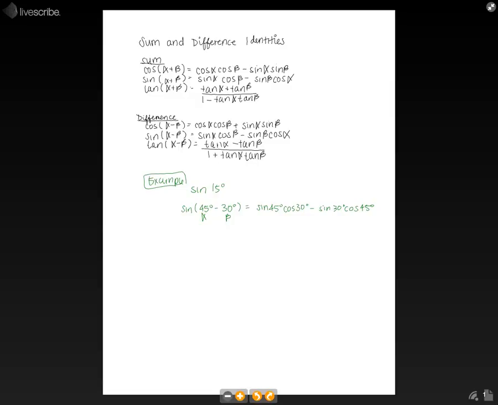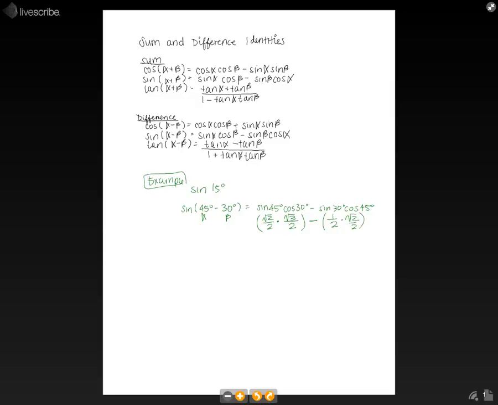So now we just find the exact values for each. The sine of 45 degrees is square root of 2 over 2, and that's multiplied by cosine of 30, which is square root of 3 over 2. And then we're going to subtract the sine of 30 degrees, which is 1/2, and the cosine of 45 degrees, which is square root of 2 over 2.